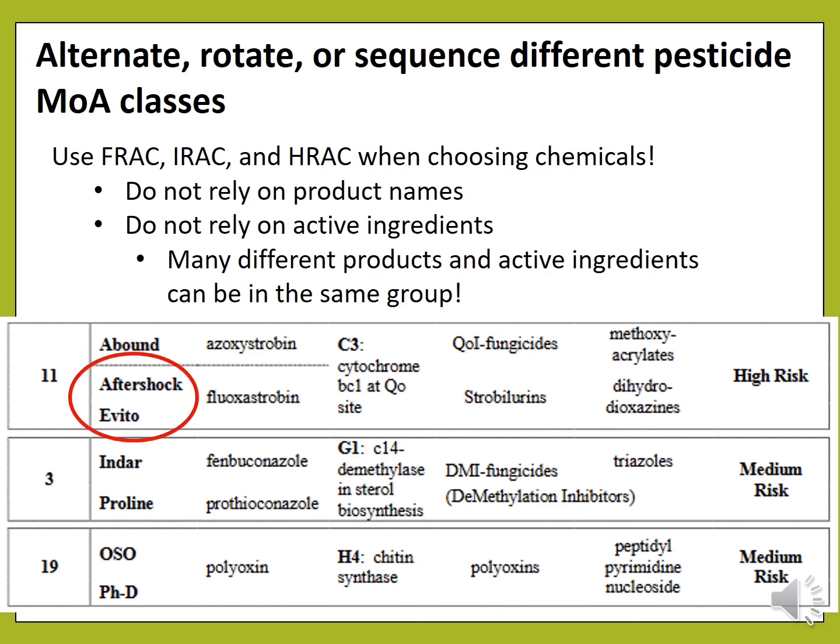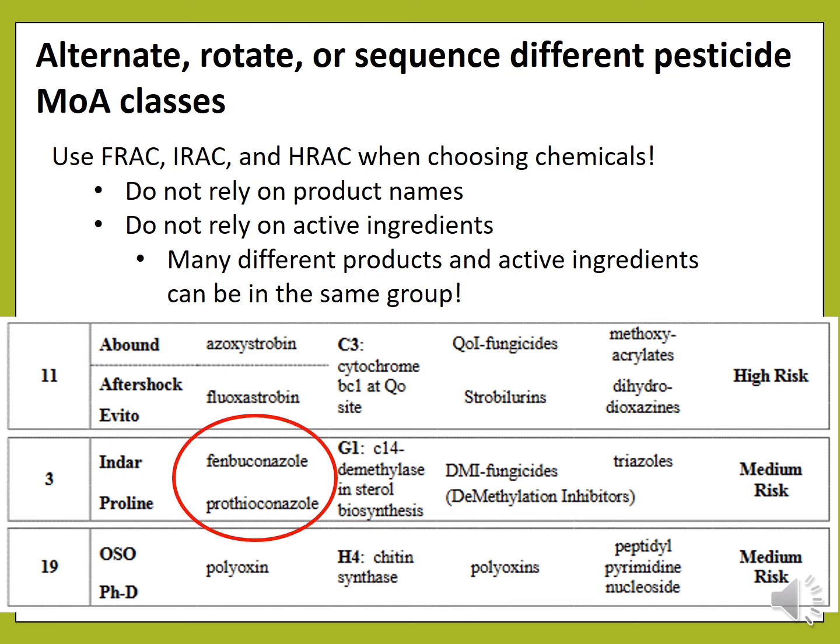In this case here, if you were only looking at the product names to plan a rotation or a sequence, and you're saying, I'm using Aftershock and then I'm using Avito, I'm using two different products. In actuality, these two products are both group 11 fungicides. So this is not a good rotation. They're within the same group.